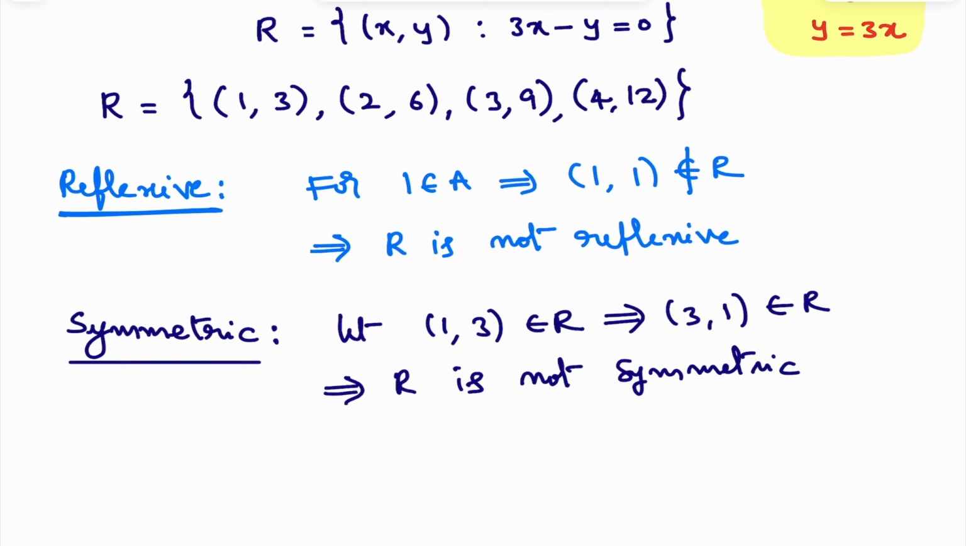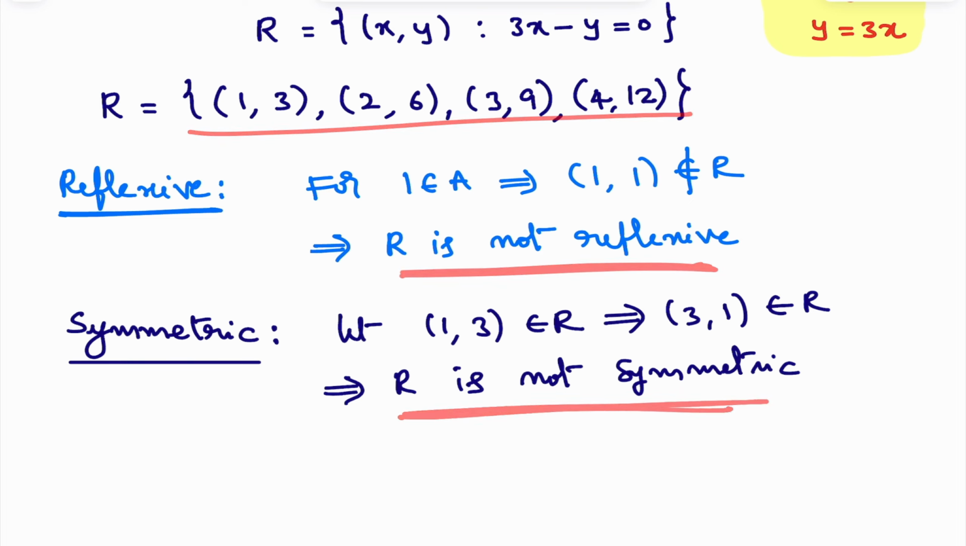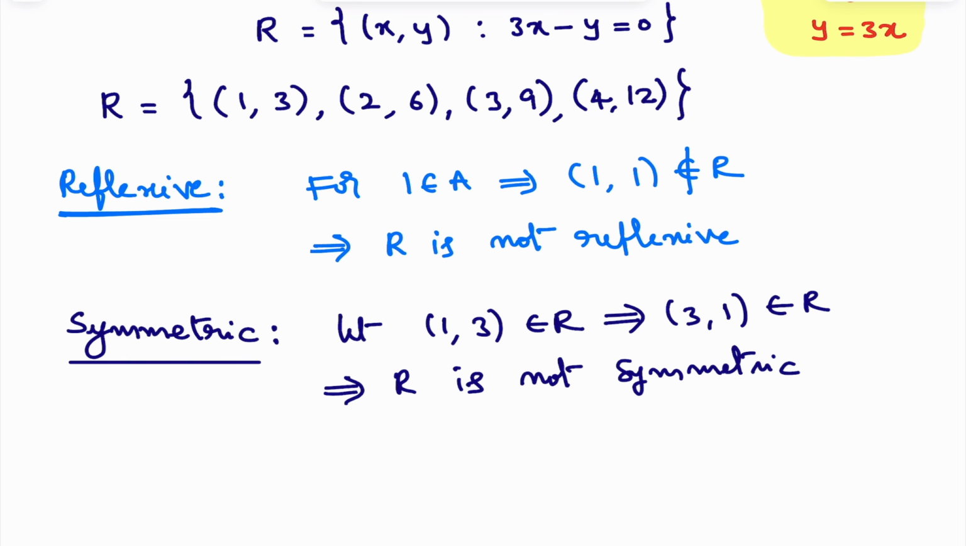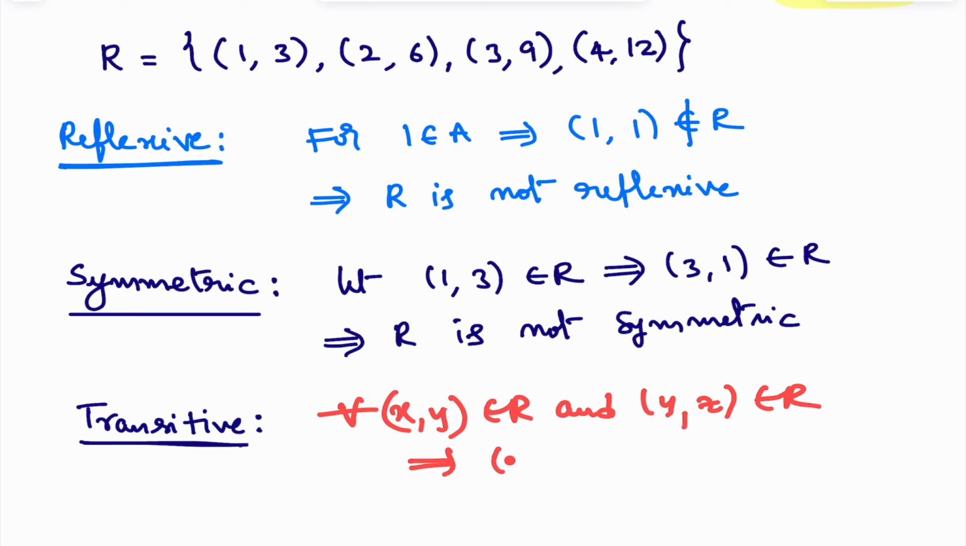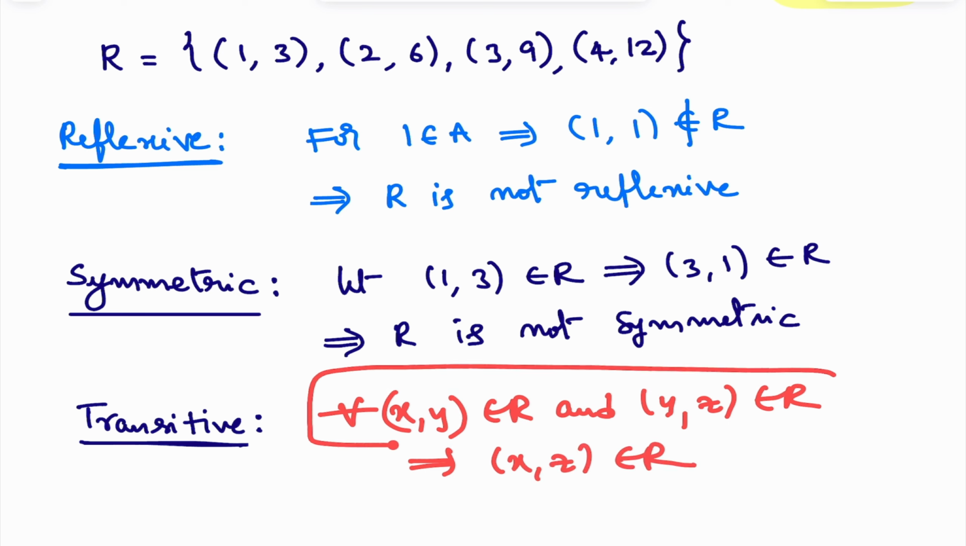Okay, I checked, this relation is not reflexive. I checked the symmetric condition. I came to know that this relation is not symmetric also. Now I need to check the transitive condition. What is the transitive condition? For every ordered pair (x, y) belongs to R and (y, z) belongs to R, we look for whether (x, z) is there in the relation or not. For every such ordered pair, if (x, z) exists, then we say that the relation is transitive.